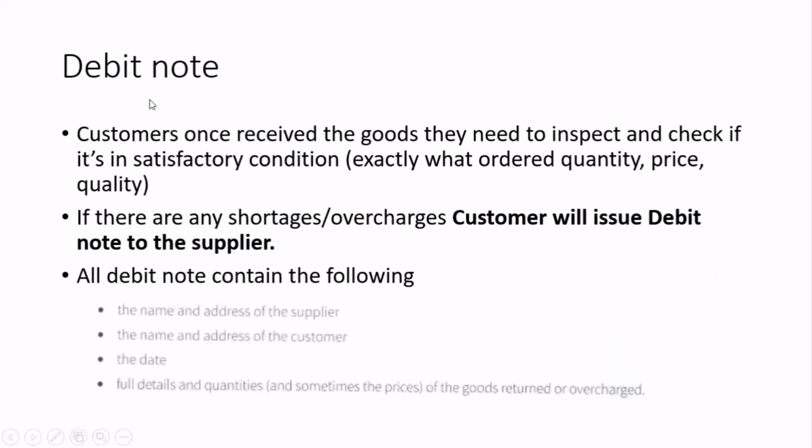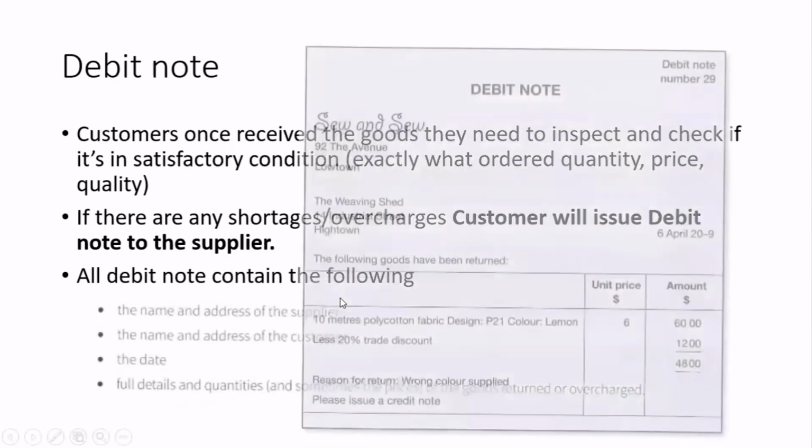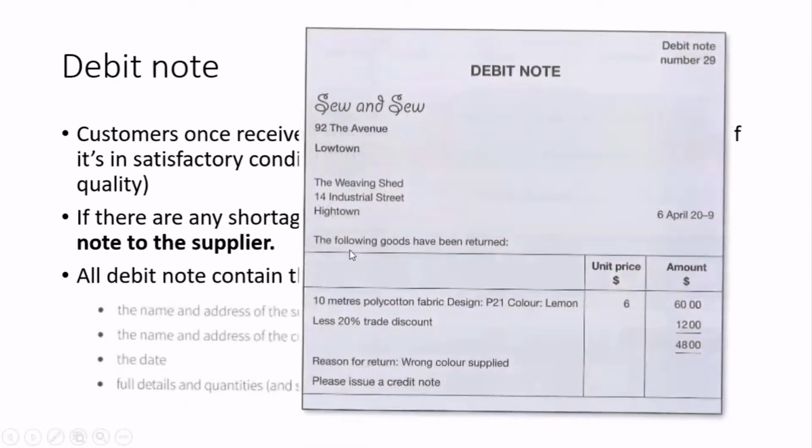The next one is the debit note. A debit note is a business document that is issued by the purchaser or the customer, as they realize that there are problems with the goods that they've received from the orders that they have made previously. So the debit note here is to inform the seller of that issue, and this is how the debit note looks like.